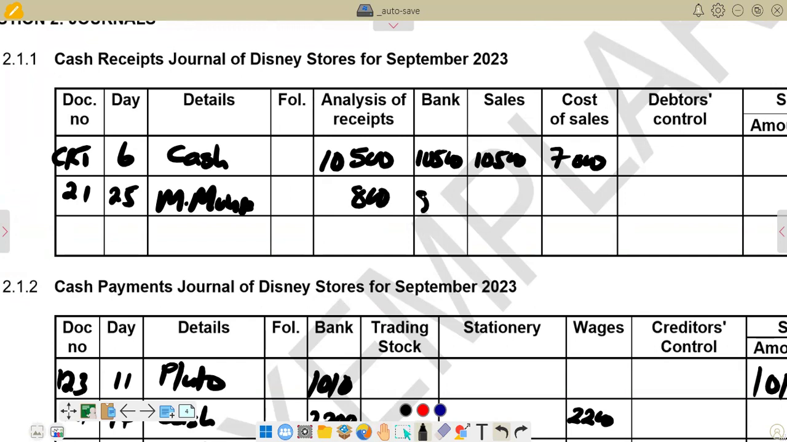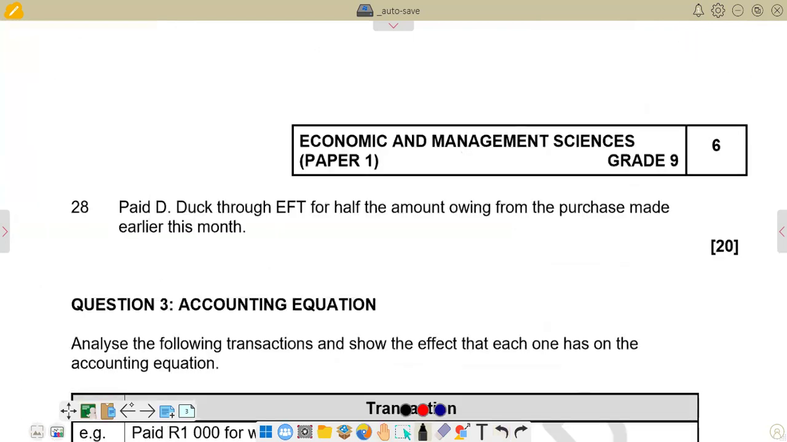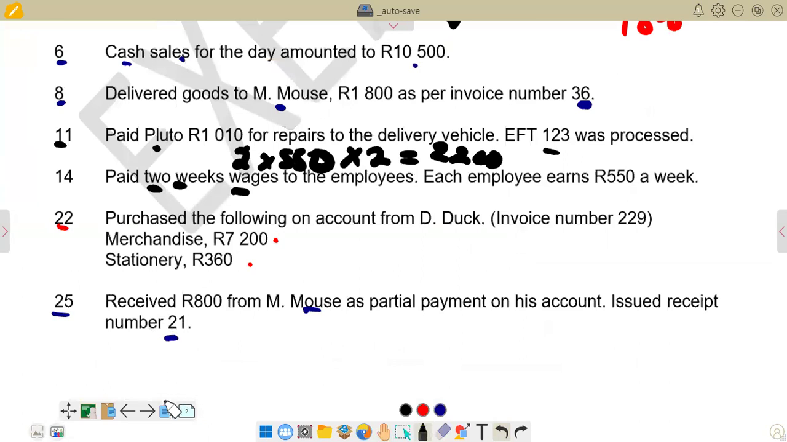We also need to put it under there. We don't put it under sales because these are not sales, but just a payment that's being made. And then remember we said this is a debtor that is paying, so we need to put it again in the debtors' control. So this is what we do. Let's go and see the next one. You see that this is the last transaction that we have on this page.